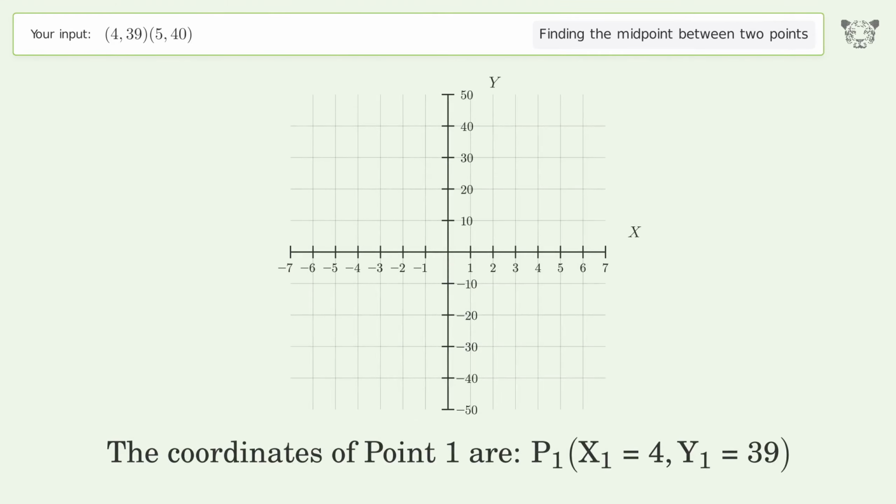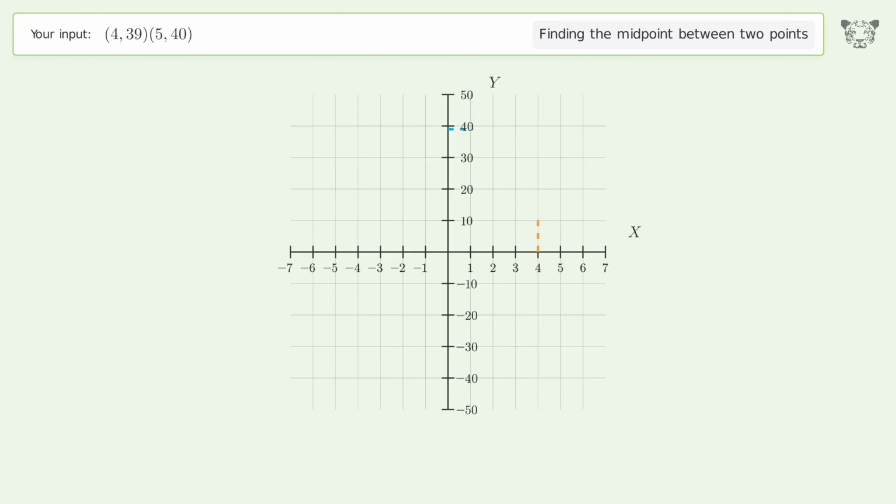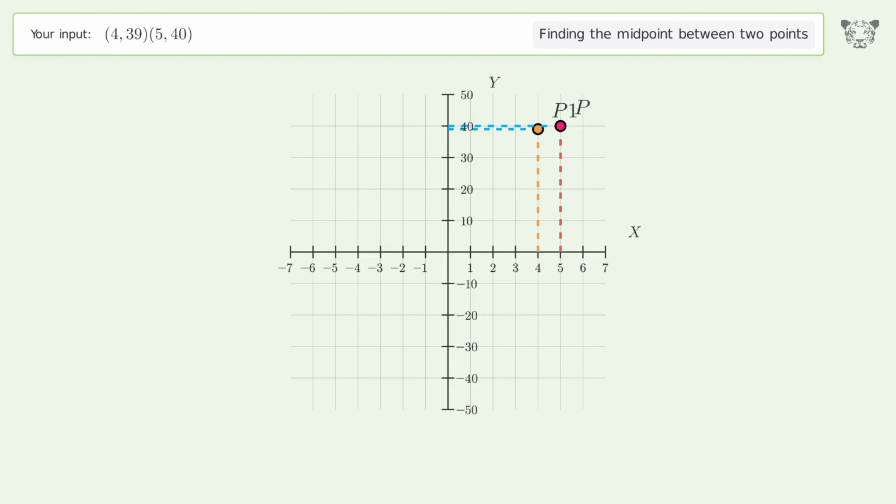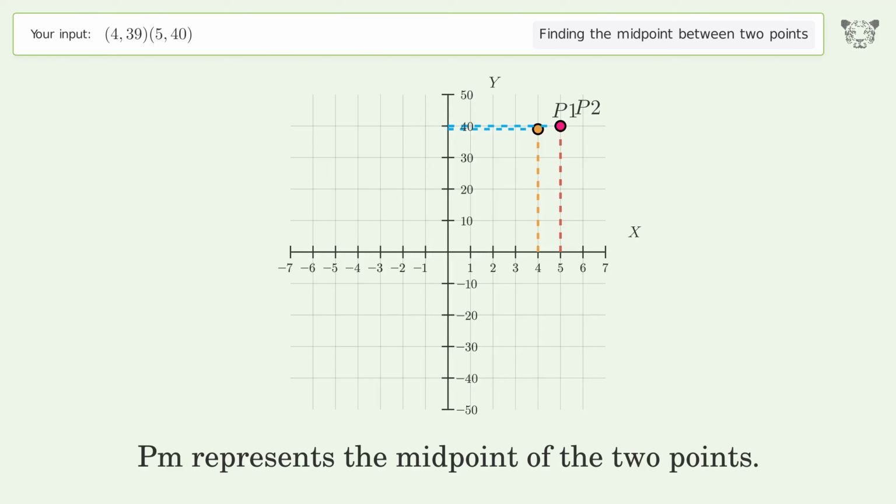The coordinates of point 1 are x1 equals 4, y1 equals 39. The coordinates of point 2 are x2 equals 5, y2 equals 40. PM represents the midpoint of the 2 points.